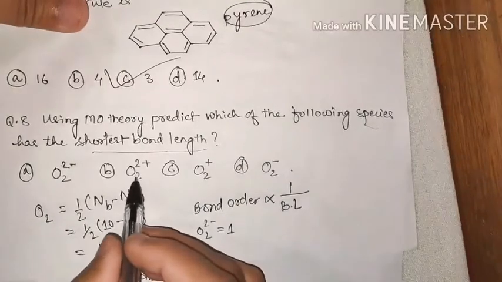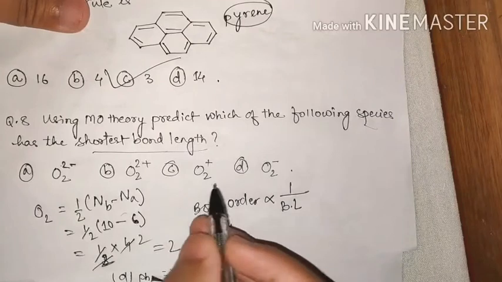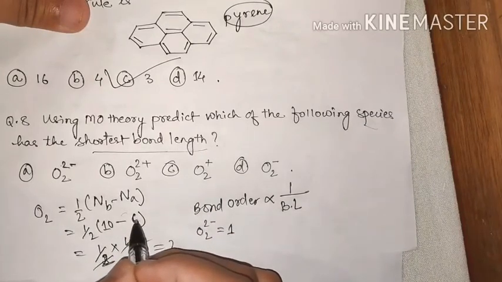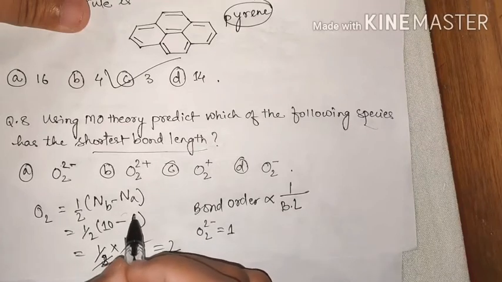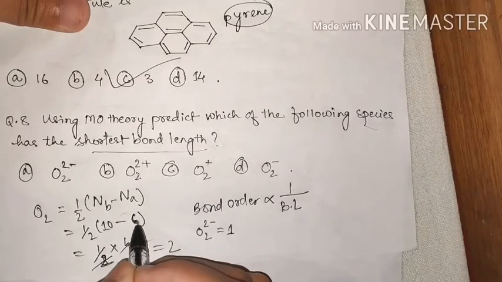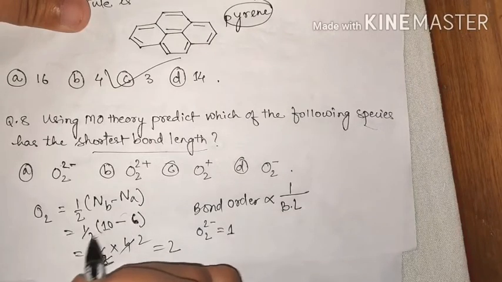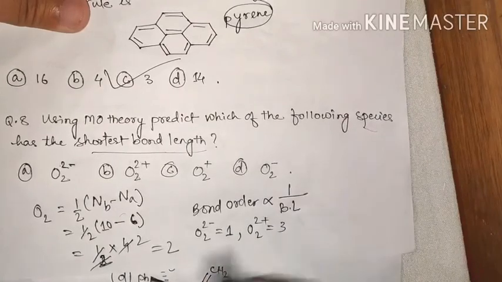Similarly for O2 2 plus, we will have to remove 2 electrons from this 6. If we remove 2 electrons, it will become 4. 10 minus 4 is equal to 6. 6 by 2 is 3. O2 2 positive will be 3.